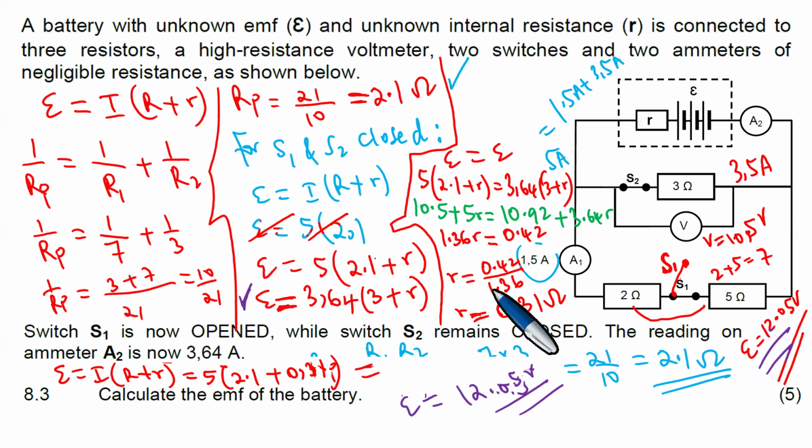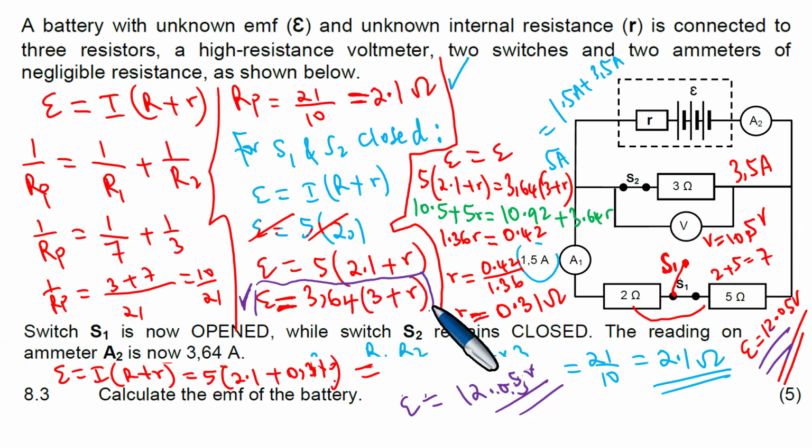Now, in I(R + r), the current is 3.64, which is the total current. What is the external resistance? The external resistance is only the 3 ohms, because the other part is disconnected now, since we just opened this switch. There's no current passing through this part of the circuit, so it's only 3 ohms. That's why we put 3 ohms in the place of the big R for the external circuit, and then we have the internal resistance.